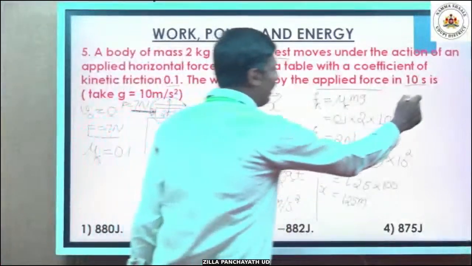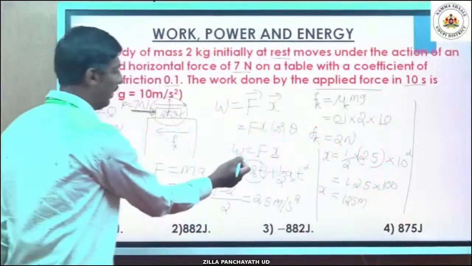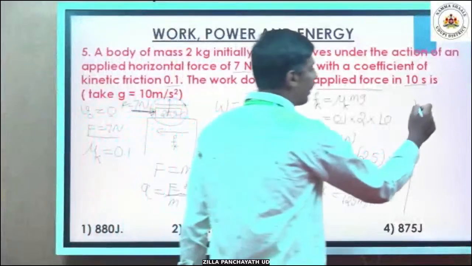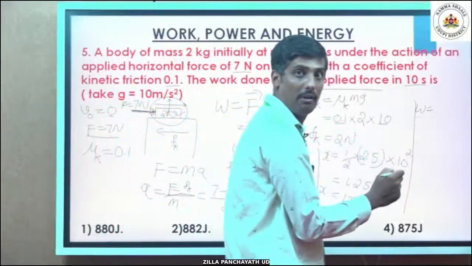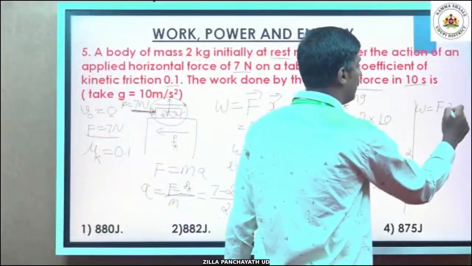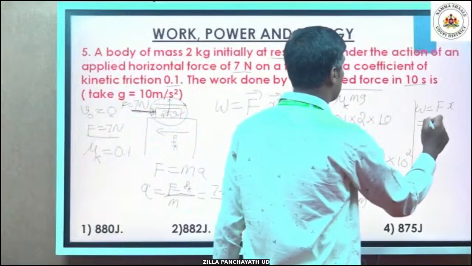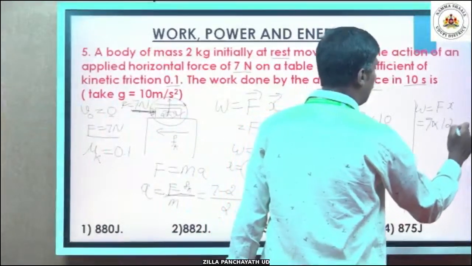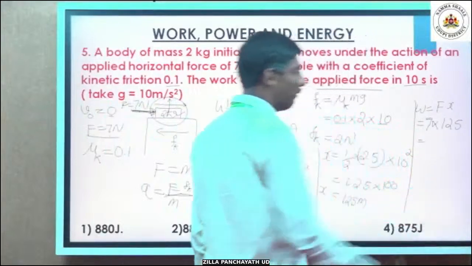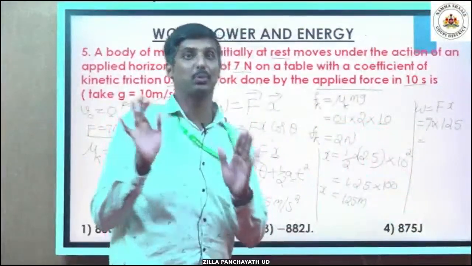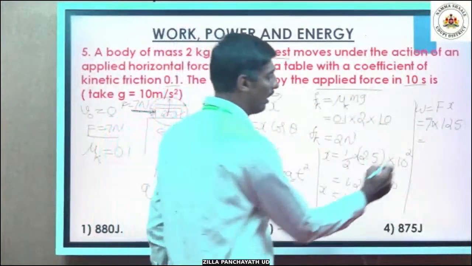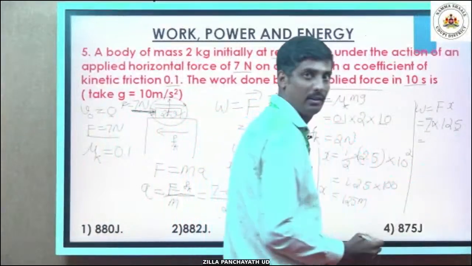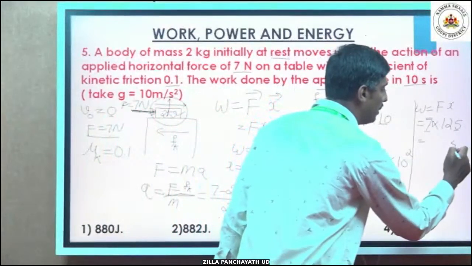Now let us get what is the work done. So work done, I hope you can see, students, work done is equal to F into x. So F is nothing but 7, into 125. So 125 sevens. Students, use a small trick. 7 fives are 35. Of course, the unit digit is 5.